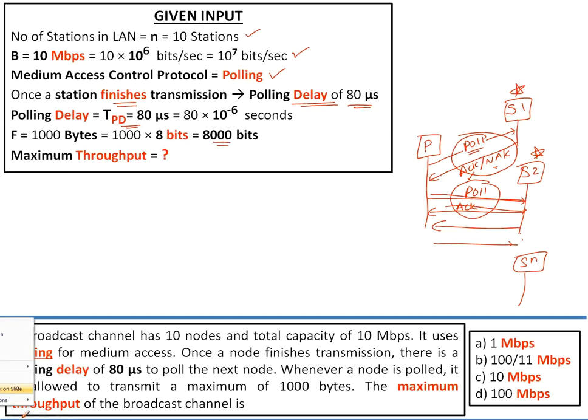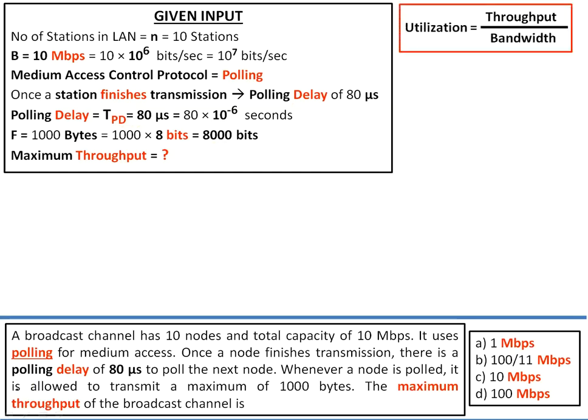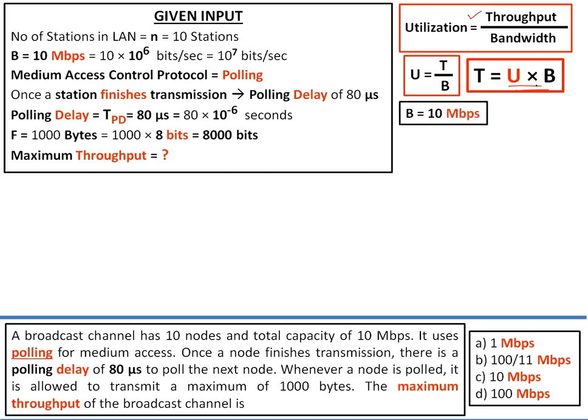Sir, forget about throughput. Calculate utilization first. Utilization will be throughput by bandwidth. Yes or no? So throughput is equal to utilization into bandwidth. Bandwidth is given as 10 Mbps.